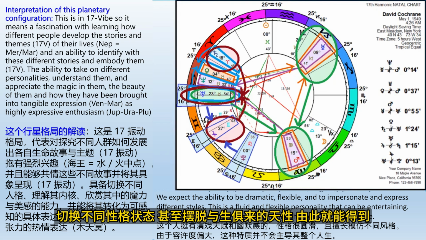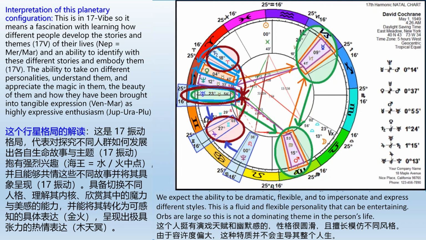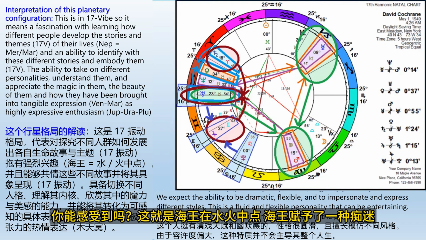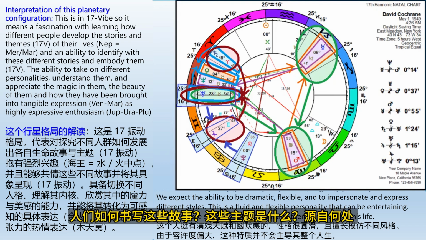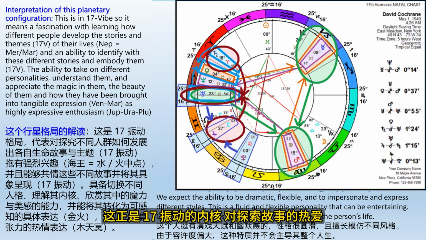What do we have? It's a fascination with learning how different people develop the stories and themes of their lives. Can you feel that? Neptune at Mercury, Mars. With Neptune, it's a fascination with how people develop these stories. What are these themes? Where are they? And it's an ability to identify with these different stories and embody them. 17 vibration. So it's a love of learning what the stories are.